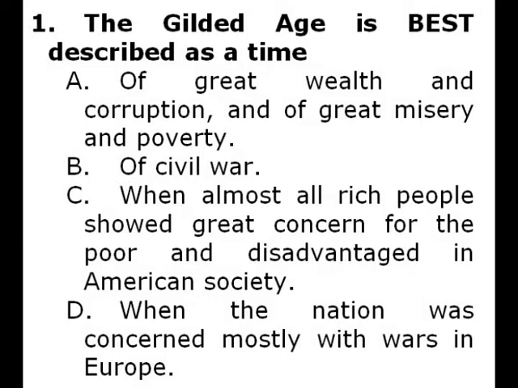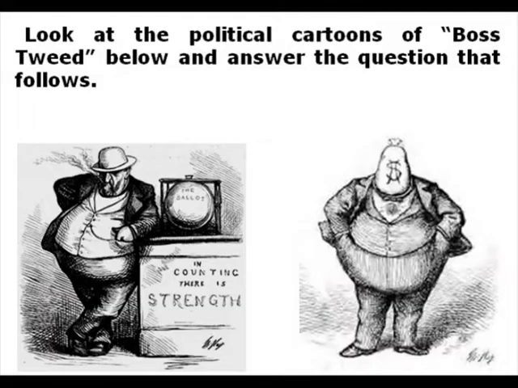Question number 1. The Gilded Age is best described as a time A. of great wealth and corruption, and of great misery and poverty. B. of civil war. C. when almost all rich people showed great concern for the poor and disadvantaged in American society. Or D. when the nation was concerned mostly with wars in Europe. The answer is A. a time of great wealth and corruption and of great misery and poverty.